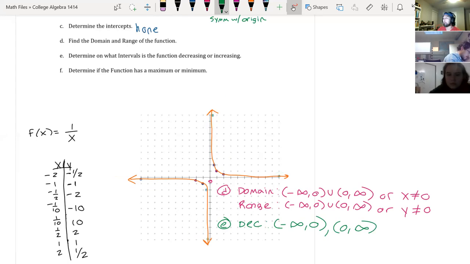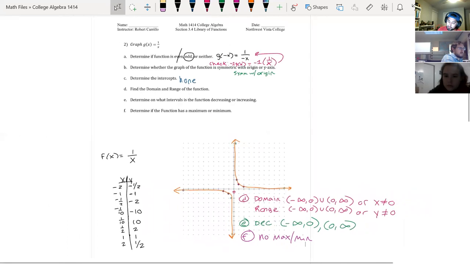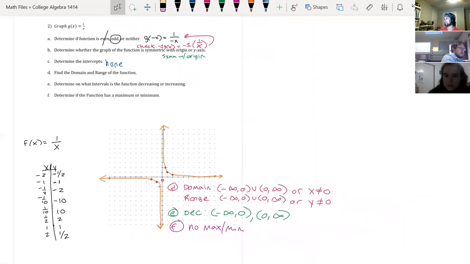Okay, maximum, minimum, or neither? Would it be neither because it never has a maximum or minimum? Very good. No max and no min. Good. Okay. And those are the properties of 1 over x. Any questions on that?